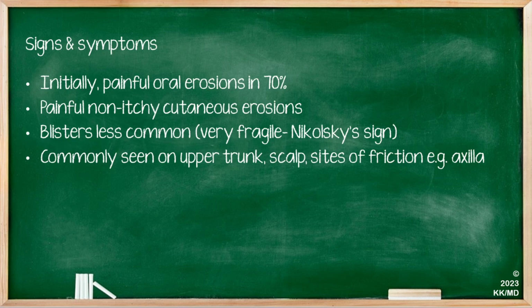As for its signs and symptoms, initially, very frequently, it affects the oral mucosa and it results in painful oral erosions in about 70% of cases. It can sometimes present as painful non-itchy cutaneous erosions. Blisters are less common, however, if they are present, there is a good chance of them being quite fragile, and when you put pressure on a blister, very frequently they end up tearing, and that is called the positive Nikolsky sign. Commonly, it is seen on the upper trunk, scalp, and sites of friction such as the axilla.